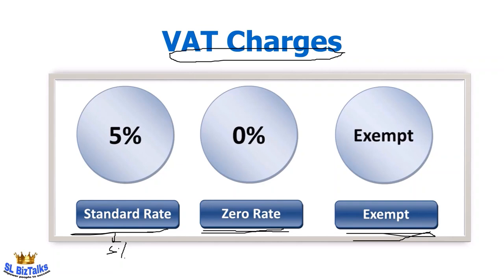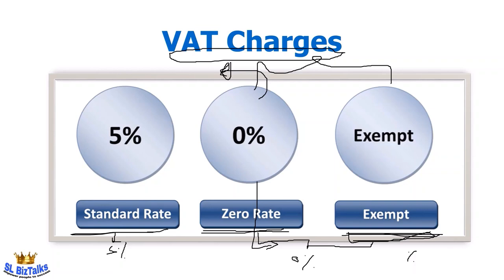For zero rate and exempt rate, as a consumer we don't have to pay any VAT on goods and services coming under these two categories. The zero rate is important for the businessman, because they can claim the VAT amount they have paid as input. It means if they paid any VAT on purchases, they can claim that from the government, but they can't charge any VAT from the consumers. And the businessman engaging with exempt products and services also can't charge VAT from the consumers. As a consumer, under standard rate we have to pay VAT, and we don't pay on goods and services under zero rate and exempt rate.